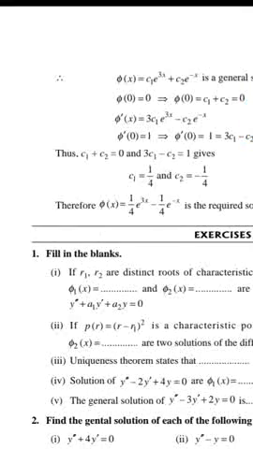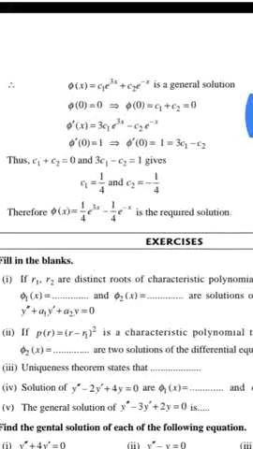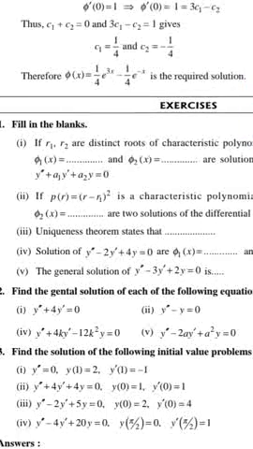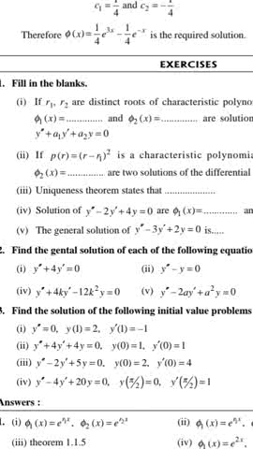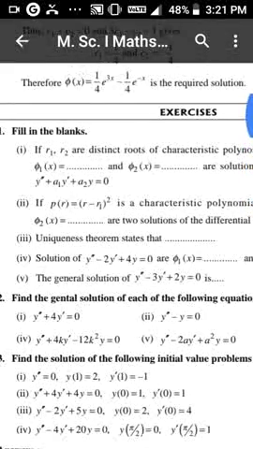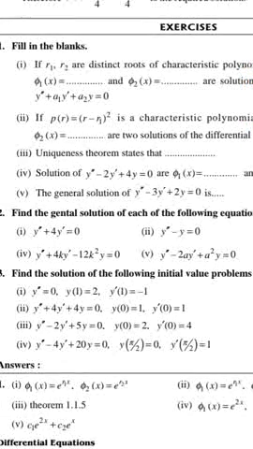Phi of 0 is equal to 0 implies that c1 plus c2 is equal to 0. Phi dash of x is equal to 3 c1 e raised to 3x minus c2 e raised to minus x. Phi dash of 0 is equal to 1, which is equal to 3 c1 minus c2. Thus c1 plus c2 is equal to 0 and 3 c1 minus c2 is equal to 1 gives c1 is equal to 1 by 4 and c2 is equal to minus 1 by 4. Therefore, phi of x is equal to 1 by 4 e raised to 3x minus 1 by 4 e raised to minus x is the required solution.